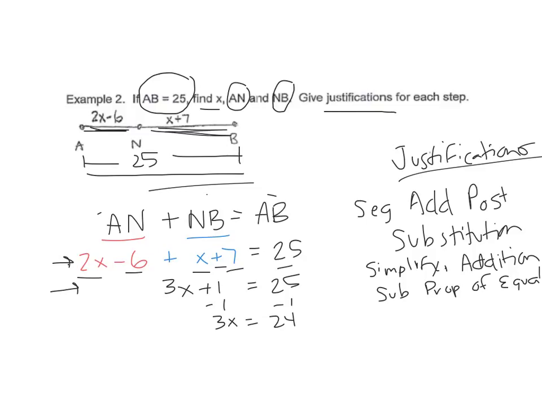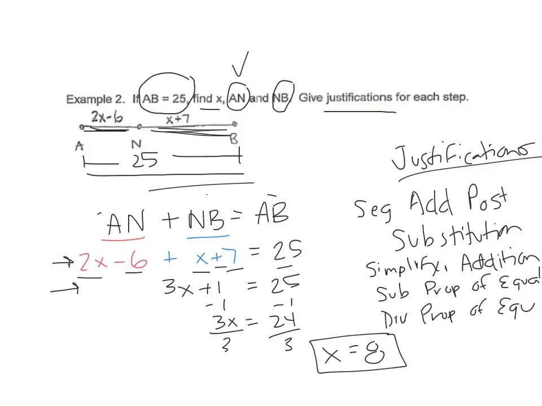Right here, I'm dividing both sides by 3. So you could use the division property of equality. It's a property of equality because you're doing it on both sides of the equal sign. Or you could say multiplication because technically you're also multiplying by 1/3. But either way, it's fine. So x is 8 is my solution.